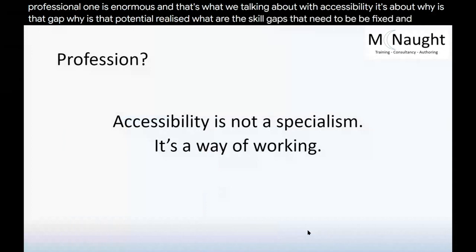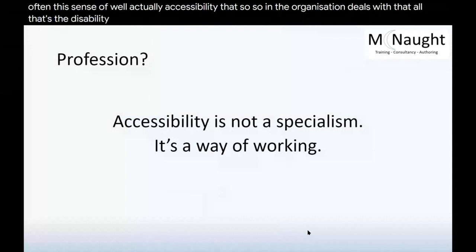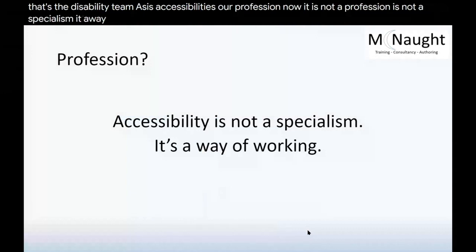And there is often this sense of, well, actually accessibility, that's so in the organization deals with that, or that's the disability team, as if accessibility is a profession. Now, it is not a profession. It is not a specialism. It's a way of work.